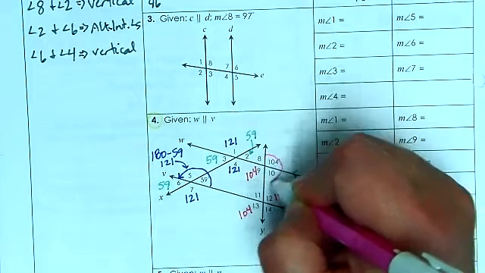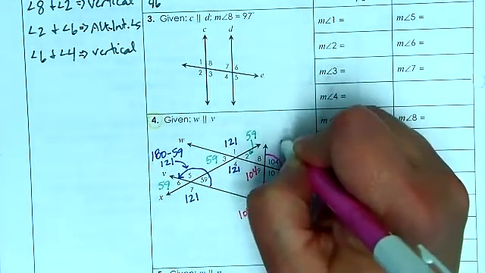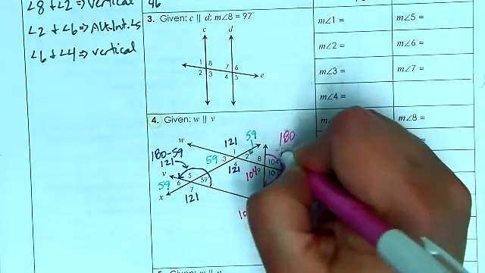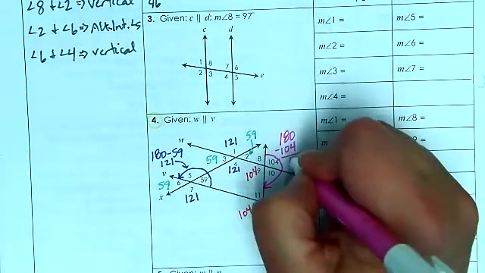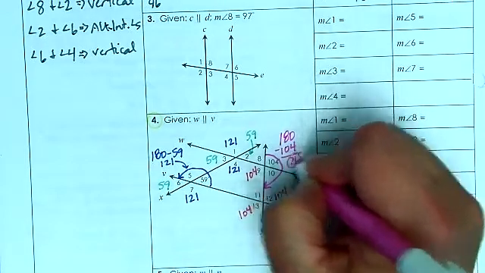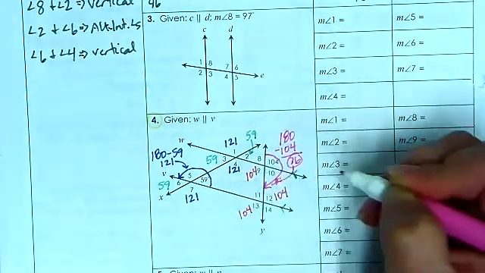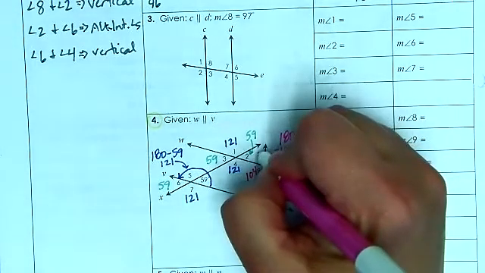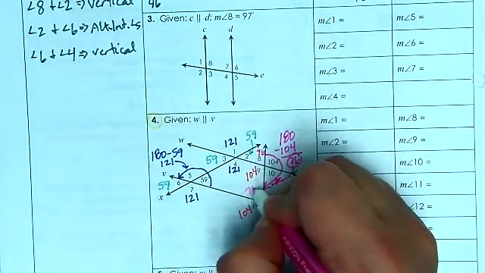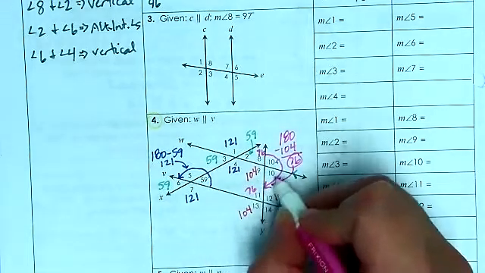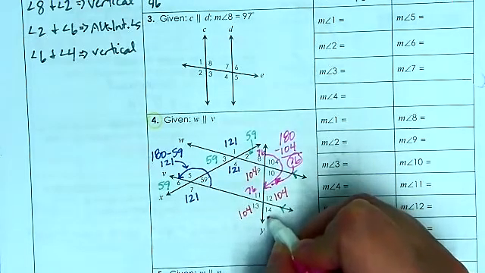From here to here makes a straight angle, so I'm going to do 180 minus 104, which gives me 76. So 76 is angle 10. If 10 is 76, then 8 is 76. If 10 is 76, 11 is 76. If 11 is 76 by alternate interior angles, then by vertical angles, 14 is 76.